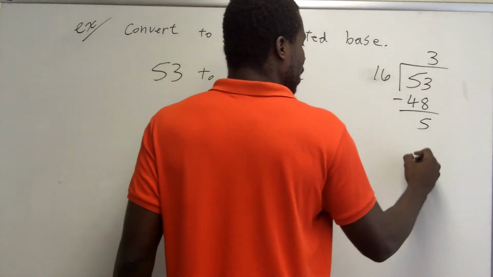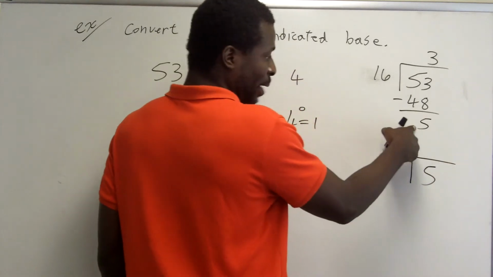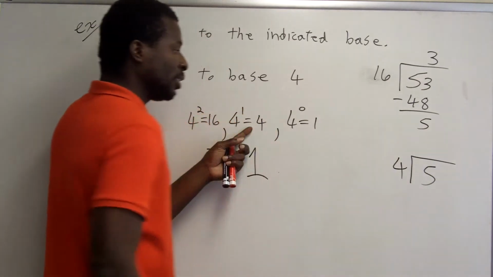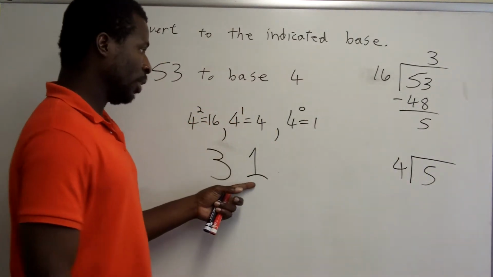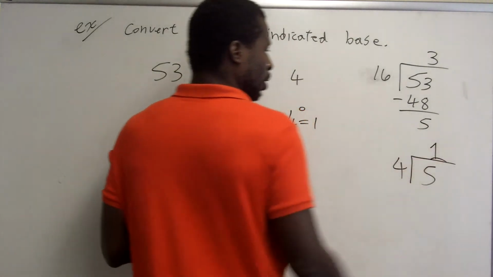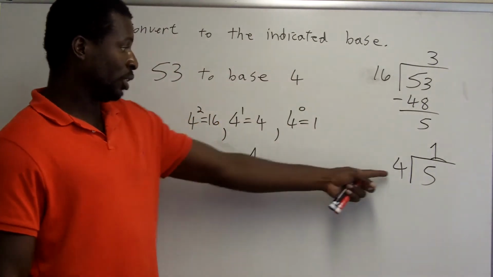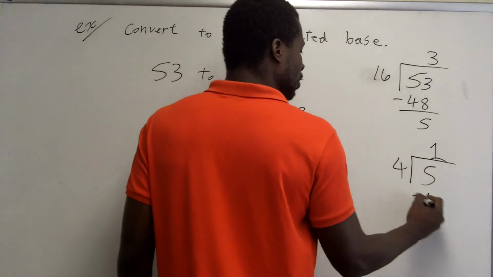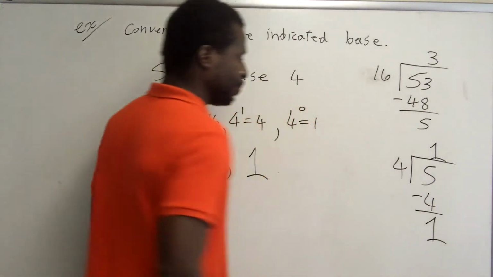I just need to know what the remainder is. So I take 5, which is the remainder that I got from here, and I divide it by 4, which is the place value I just figured out that there was 1 in. The 1 is the quotient. How many times does 4 go into 5? And it leaves a remainder of 1.